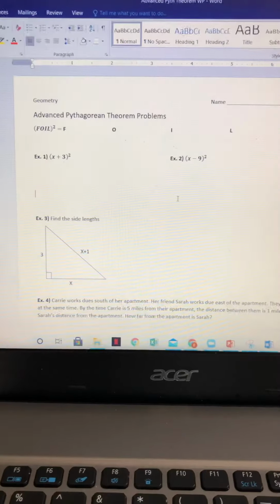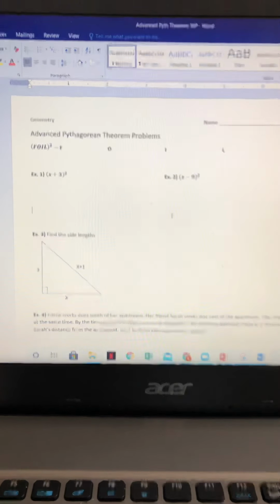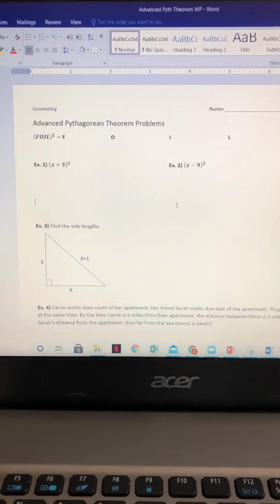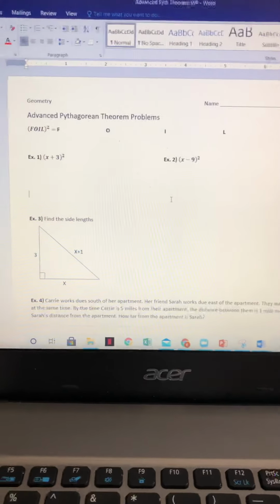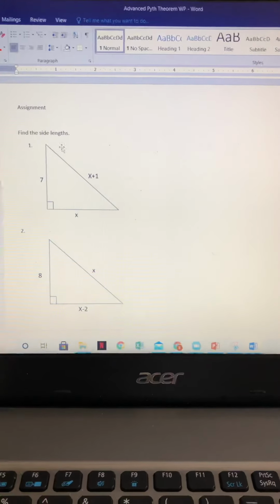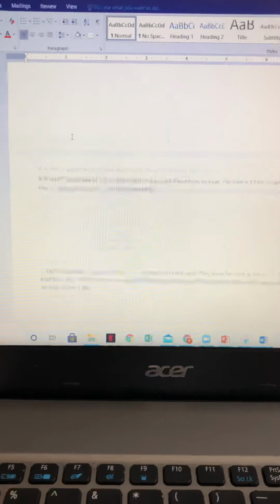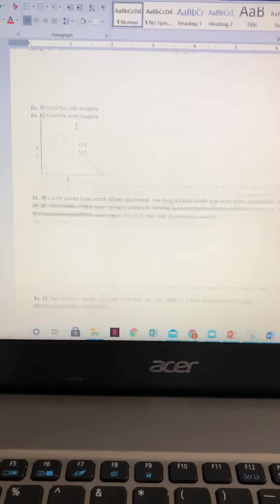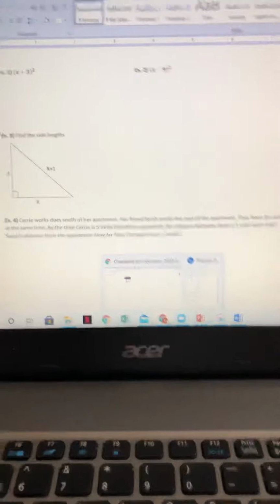So today is the lesson for Wednesday, November 18th. And what I'm looking at is right here, this advanced Pythagorean theorem problems. So I'm gonna go through these notes really quickly, and then your assignment today is to go through it. You have 3 triangles to complete and 2 word problems. So you can find this on the Google Classroom.